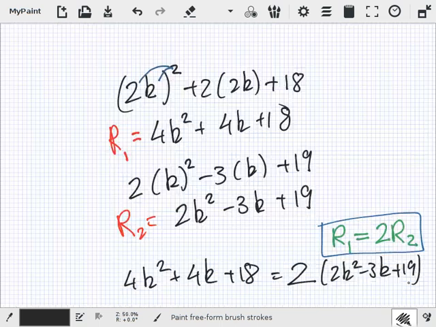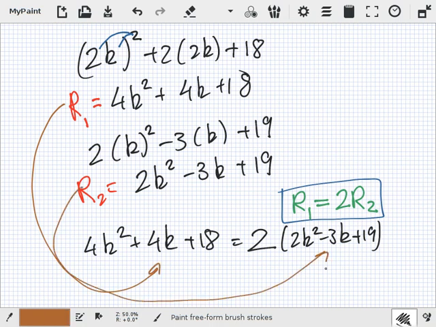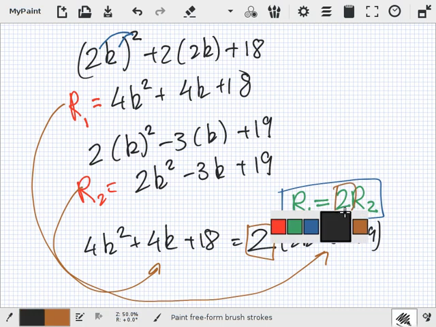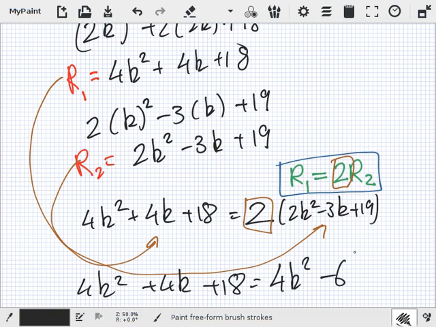Now, is that confusing or is that okay, Anthony? Be honest now. Need to check anything? Okay. Yes, and this is the 2 from that. So I get 4k squared plus 4k plus 18 equals 4k squared minus 6k plus 38.